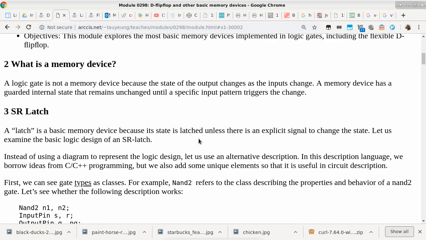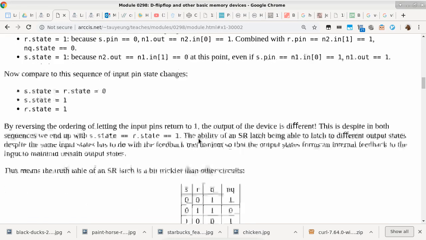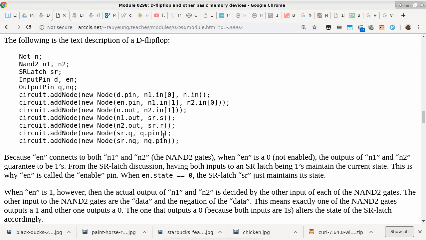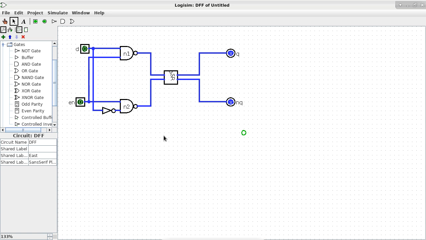Oops. Scroll down, scroll. There we go. Okay, so we got the whole design now. So now the question is, how do we analyze this whole thing? Well, let's take a look.